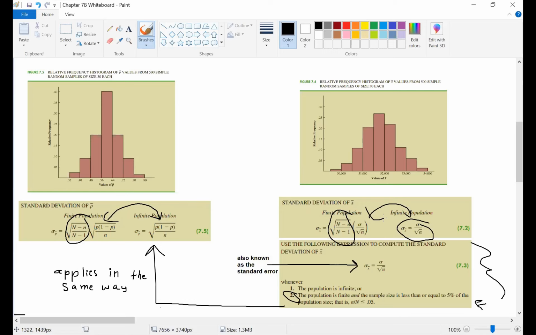It's called a population correction factor. We don't need to go into terminology because it doesn't really matter. But again, what you're going to want to work with is this one and that condition. It applies in the same way. I know it's kind of a little bit boring, but we have to get all the definitions and formulas out of the way so we can actually start getting into some problems.